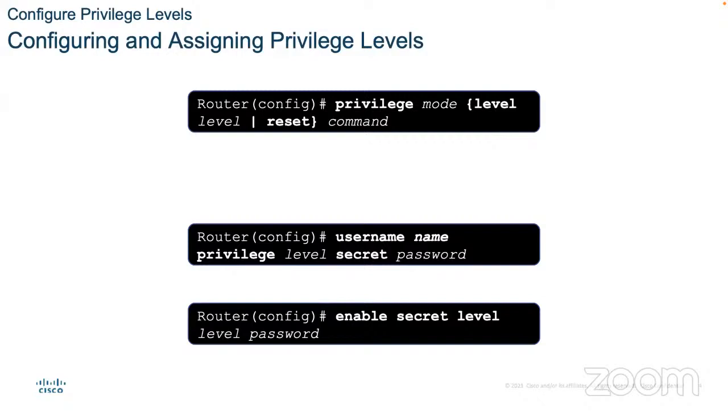For a privilege exec level, it would look something like this. There are normally 2 methods for assigning passwords to different privilege levels. If you want a specific user, you would add the username to it. If you want a privilege level for a specific exact mode, then you would use enable secret level.